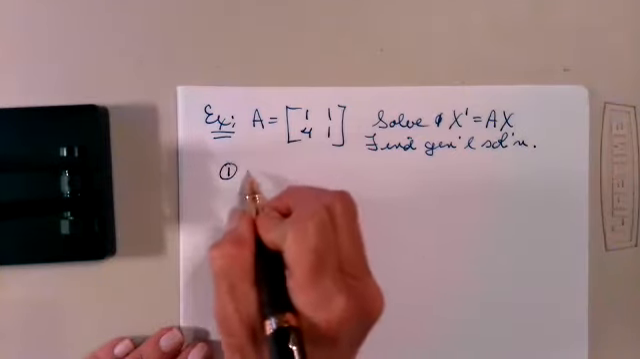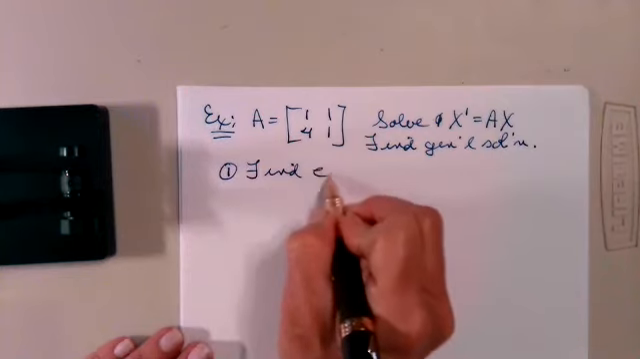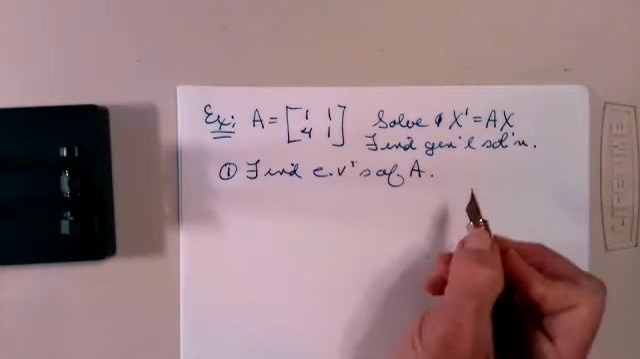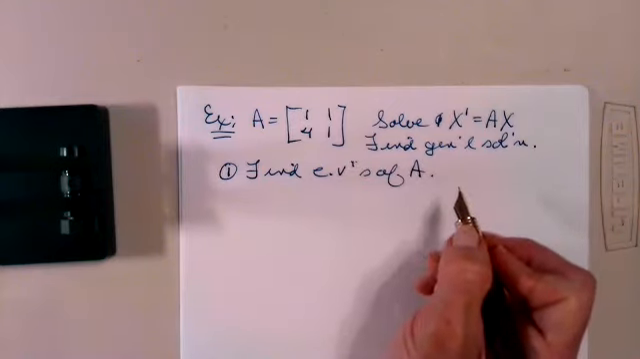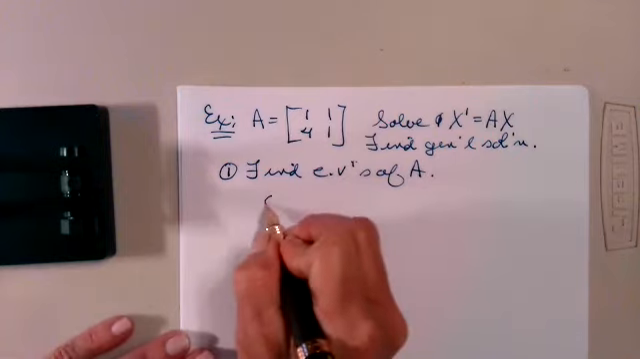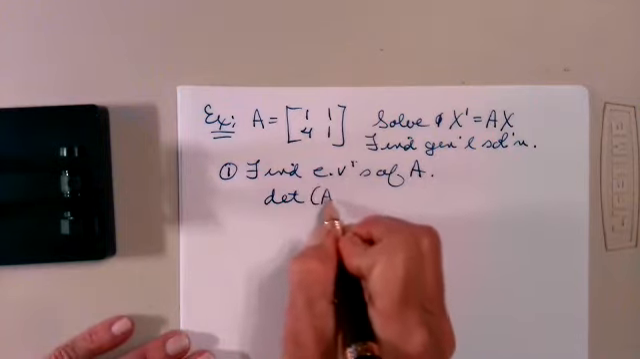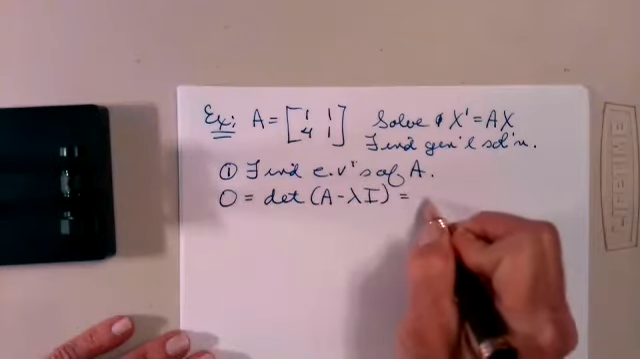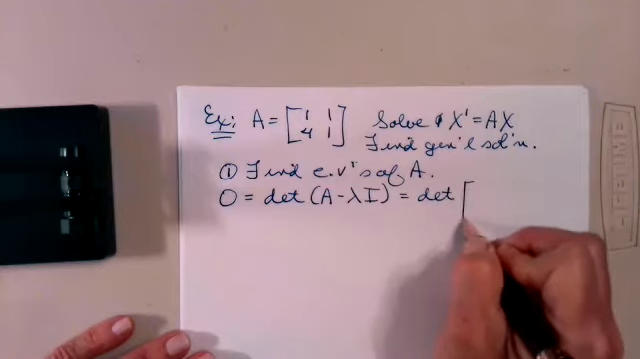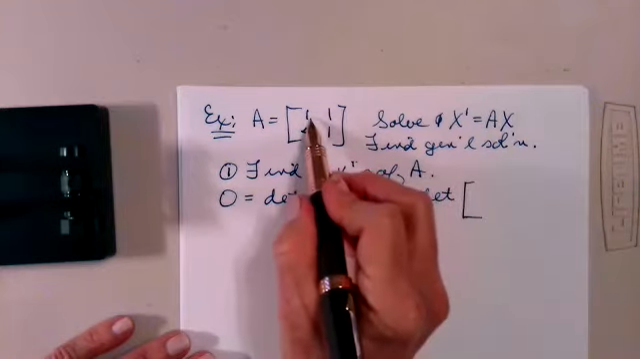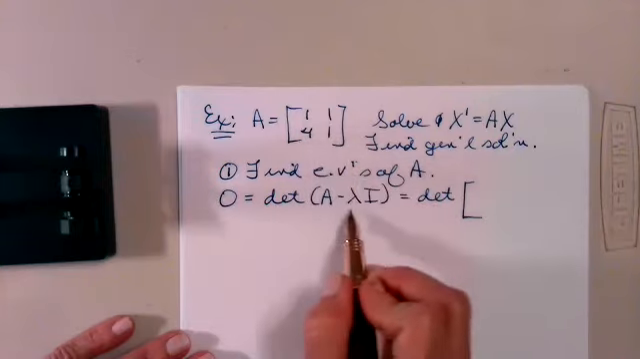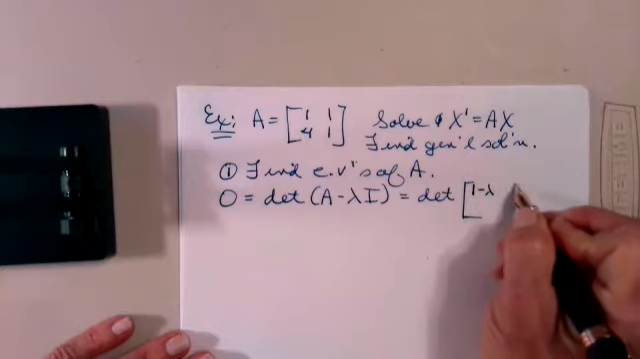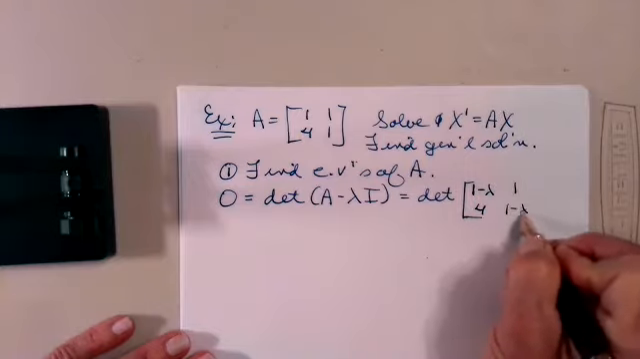So step one, find the eigenvalues of A. Now I just wrote R before, but we could just as well call them lambda like we did earlier. So I'm going to look for all the lambdas such that the determinant of A minus lambda I equals 0. So that says the determinant of the matrix. Here's A, and I subtract lambda off the main diagonal. That's what this does to something. It subtracts lambda off the main diagonal. So this will be 1 minus lambda, 1, 4, 1 minus lambda.